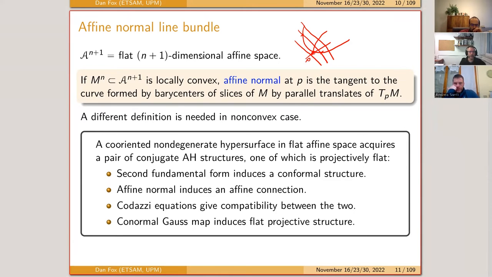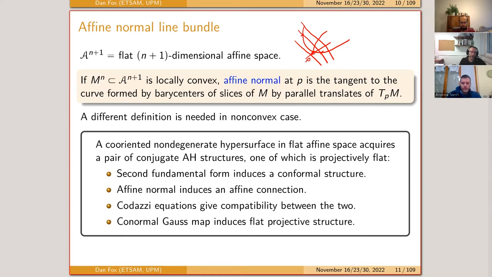The co-orientation allows me, by picking different transversals, to trivialize the second fundamental form and identify it with a genuine symmetric two tensor. And different choices of transversals determine conformal metrics. Well, the co-orientation is what allows me to really determine a conformal class. Otherwise, I have a change of sign possible. And so just the mere fact of having a non-degenerate co-oriented hypersurface gives me a conformal structure on the surface. And via the affine normal, I get an affine connection. And the usual Codazzi equations give a compatibility between the two of them, which says that, in my language, they're an AH structure. Actually, it says more. It says essentially that they're an exact AH structure.